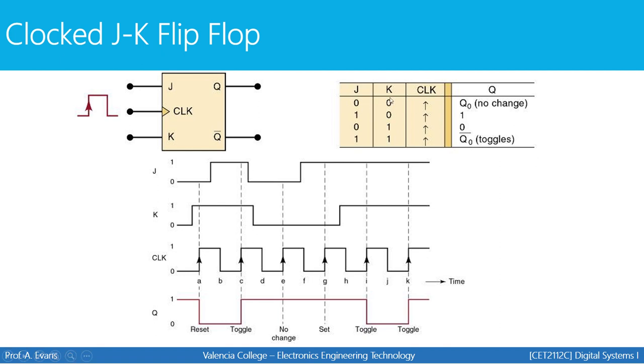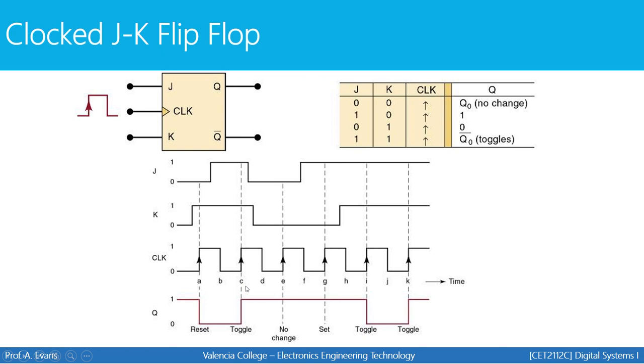So here's the truth table for a JK flip-flop. We can see that if J and K are both low when the clock makes a positive transition, then the output is no change. If J is high while K is low when the clock makes a positive transition, that's what the up arrow tells us, then the output will be 1. If J is low while K is high when the clock makes a positive transition, the output will be 0. And if J and K are both high, then the output is going to toggle when the clock makes a transition. So this is just a quick reminder of how the JK flip-flop operates, and here's a quick example.